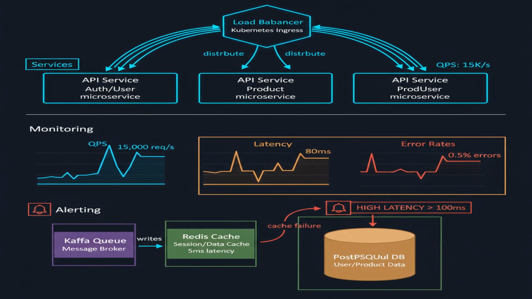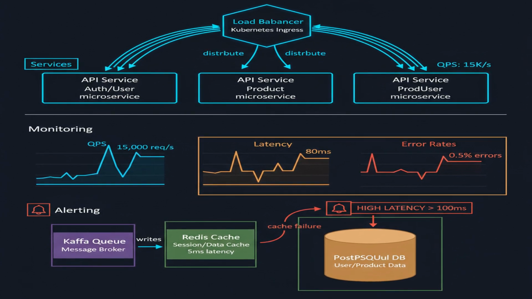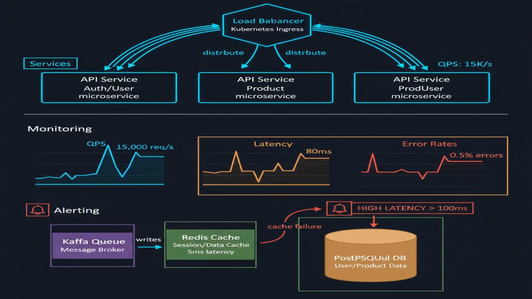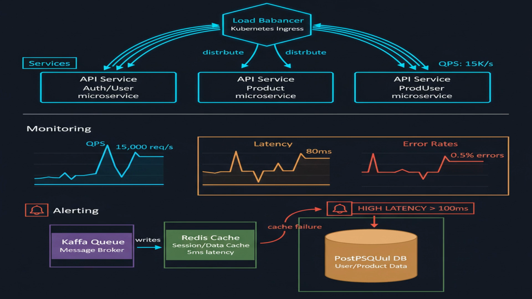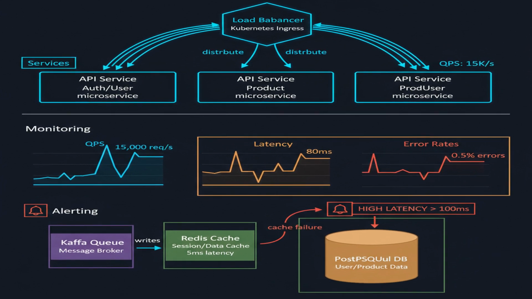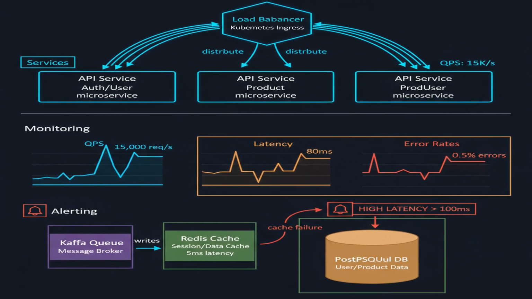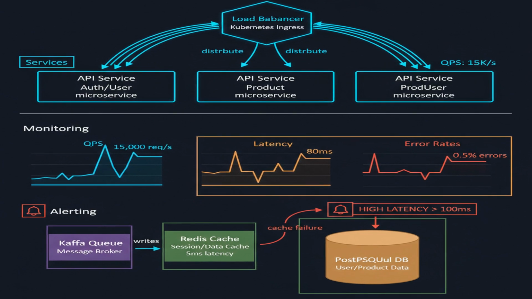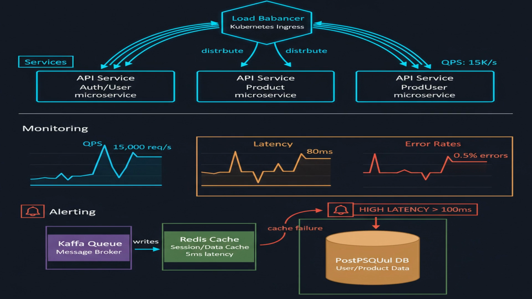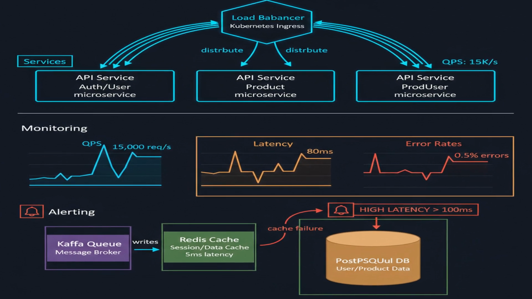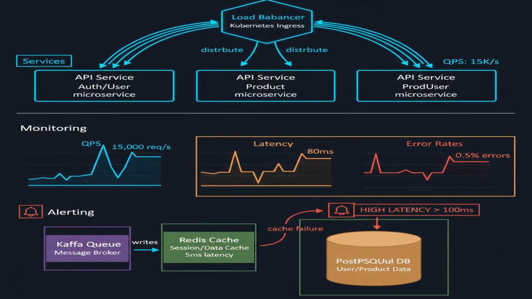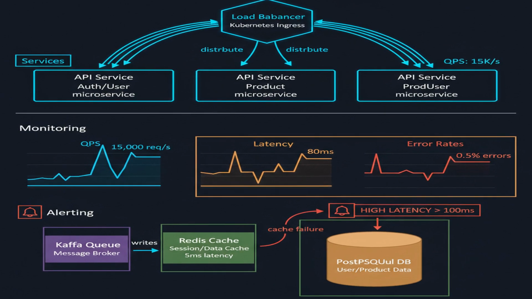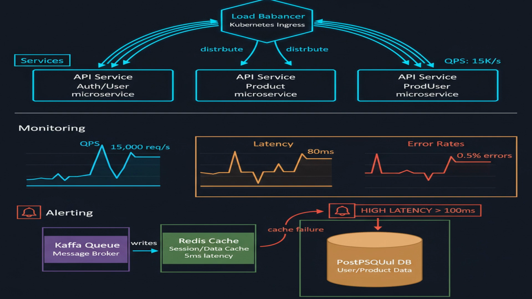That said, there's a hidden problem here: reliability. Fault tolerance is paramount. We'll use redundancy at every level. API servers are stateless, so we can easily spin up more behind the load balancer. For monitoring, we'll track key metrics like QPS, latency, and error rates. We'll set up alerts to notify us of any issues. For example, if latency exceeds 100 milliseconds, we'll trigger an alert.